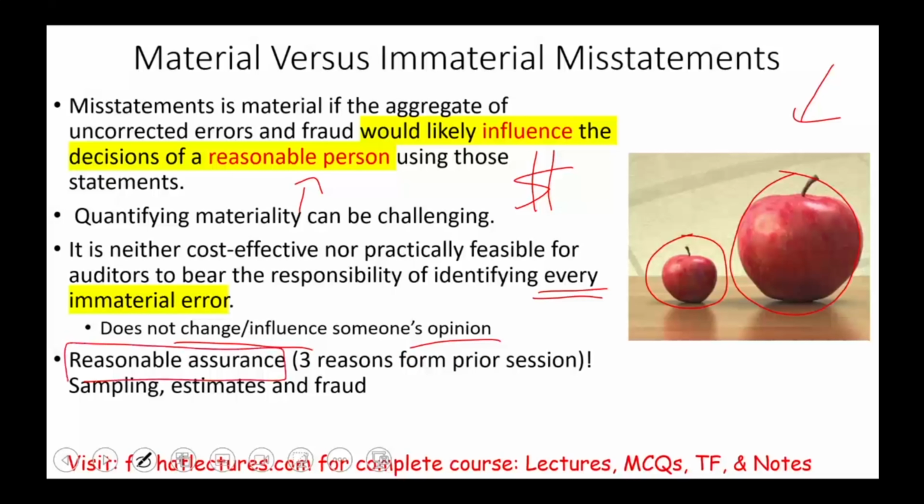Bear in mind, at the end of the day, we are only providing reasonable assurance. And remember, in the prior session, there are 3 reasons that we can only provide reasonable assurance, and that's sampling, the use of estimates, and fraud. And that's usually the first line of defense for the auditor. When the auditors are sued, the first thing they say is we are only providing reasonable assurance. And reasonable assurance means not absolute assurance. Therefore, we cannot find all errors. We'll try to find the material ones, whether they are due to errors or fraud.